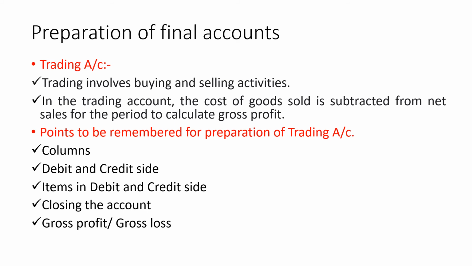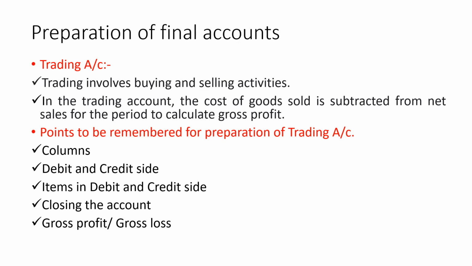Then last is closing the account. How to close the account? We have to check which side is more, whether credit side or debit side. Whichever side has more amount, that total we have to write under total, in both the sides. If the credit total is more, then we write that total and take that total to debit side also. After that we deduct all the expenses in the trading account, the debit side expenses, from that total, and whatever resultant balance is there is nothing but gross profit.